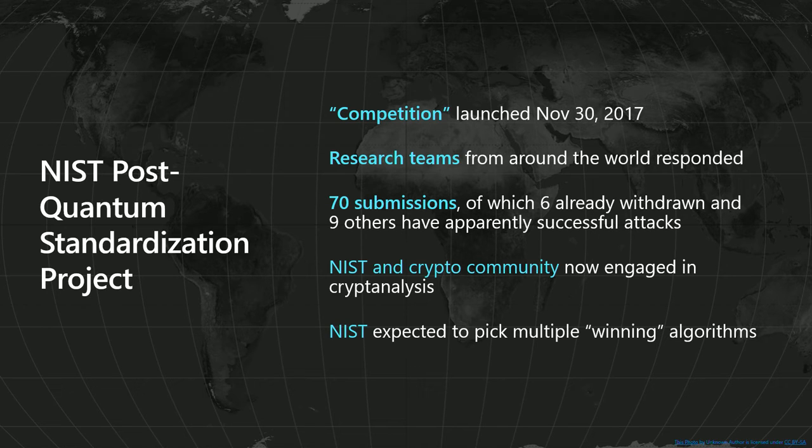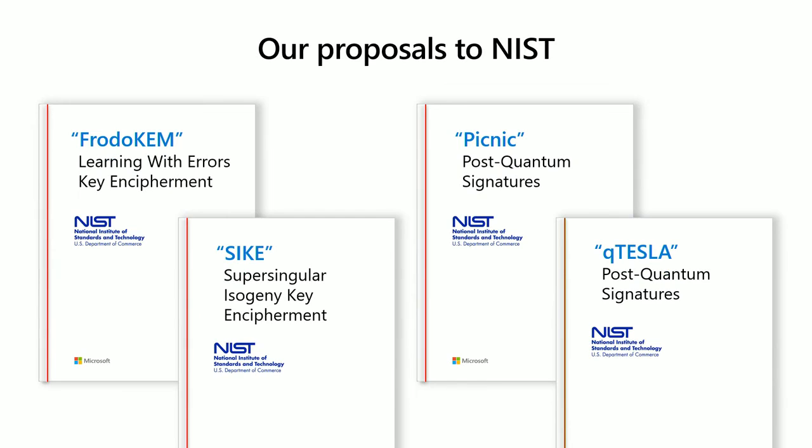There's about 70 submissions. 6 of them have already been withdrawn. 9 have succumbed to attacks on them. Microsoft submitted 4, 2 in the encryption category, 2 in the signature category. Both of them have made it through. Round 2 was announced in late January 2019. 26 algorithms advanced from that original 70 into round 2, including all 4 of Microsoft's algorithms. So while we're working on quantum computing on one hand and kind of being part of the problem, we're also working on this other side to be the answer to the problem for you too.